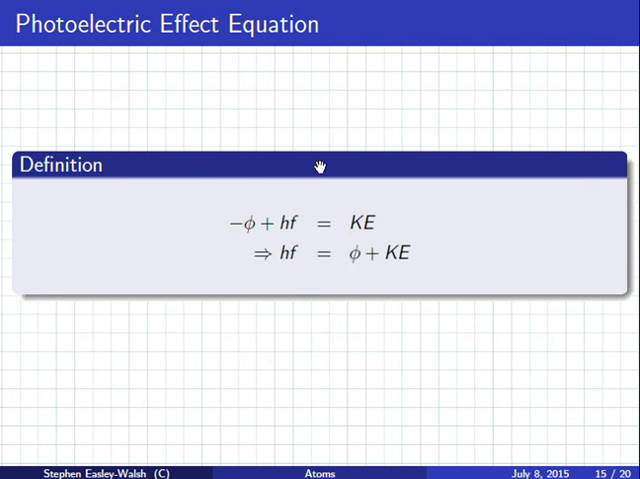Normally this formula is written like this though, where we just take this over here to make it a plus. And this formula here is for the photoelectric effect. So the energy of the light equals the work function plus the kinetic energy of the freed electron. So if I make the photon have more energy, this does not change. This is just a value for the material. So this does not change.